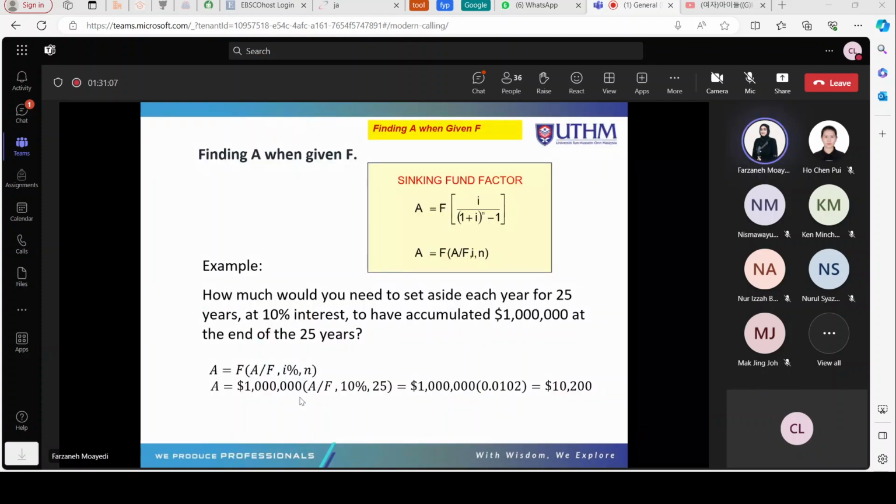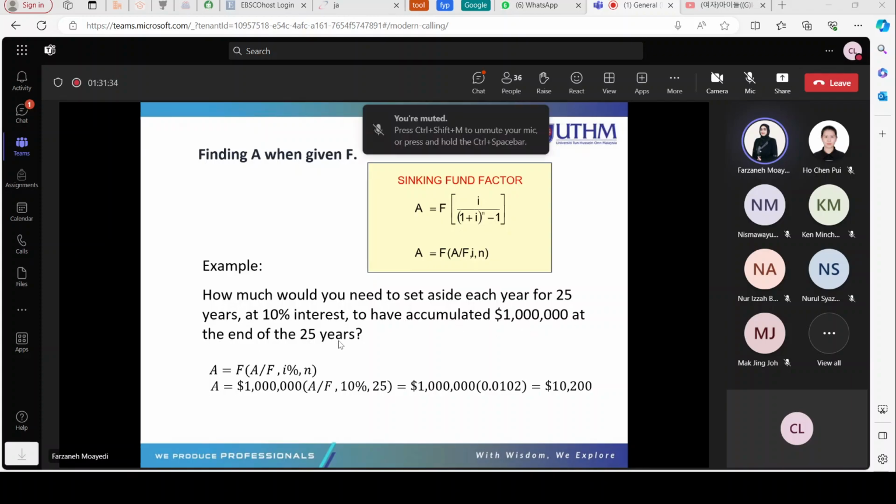Okay, next one. How much would you need to set aside each year? So you are looking for A clearly. How much you need to put aside each single year? So it means that A is something that is missing. For 25 years, N equals 25, at 10% interest, I equals 10%, to have accumulated 1 million at the end of 25 years. So we are talking about future. The 1 million is going to be in the future.